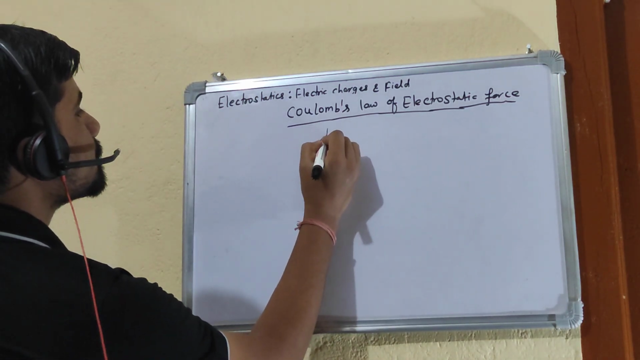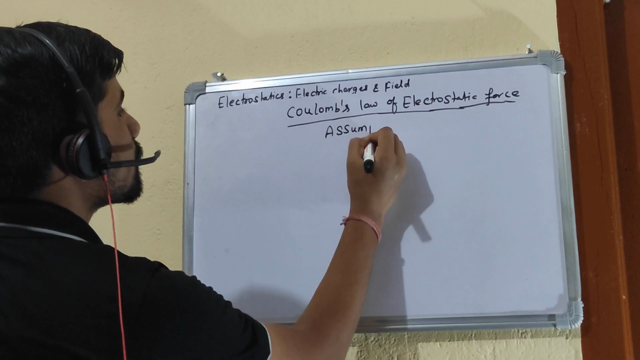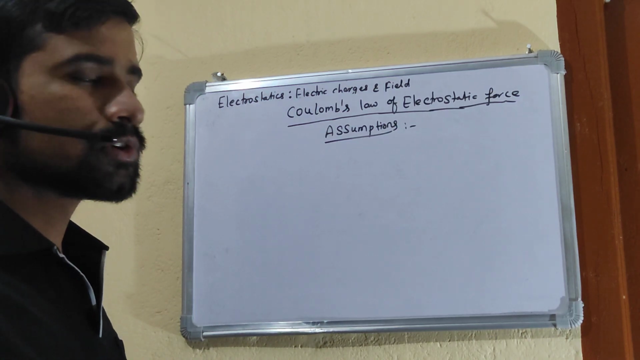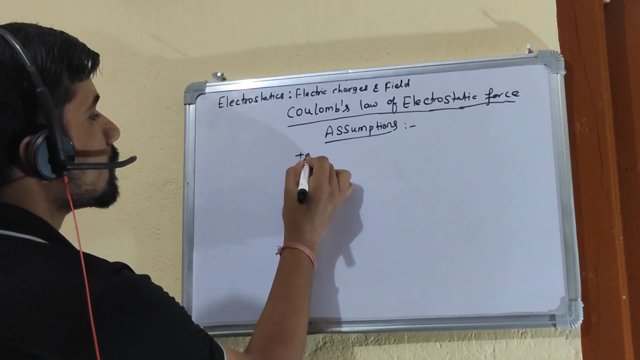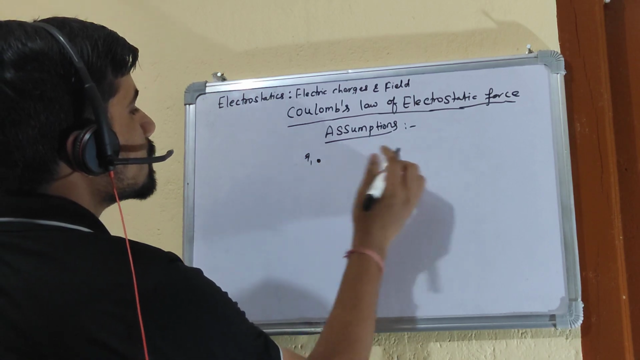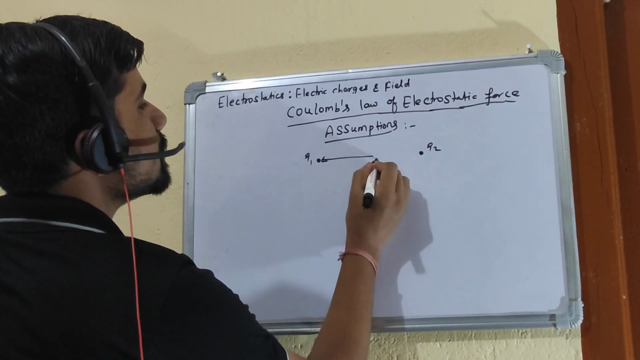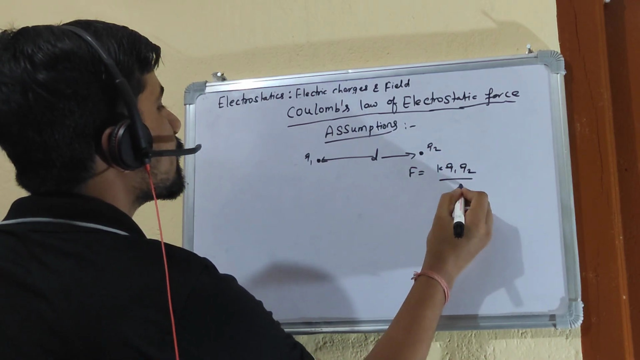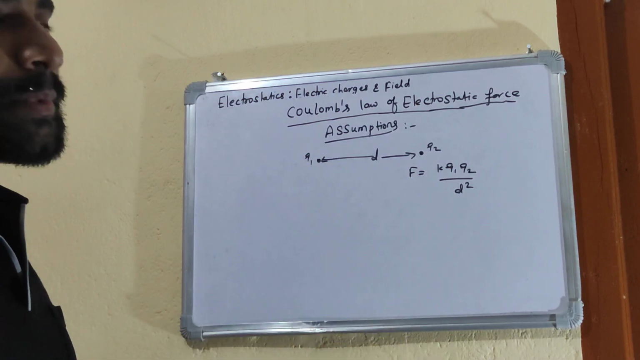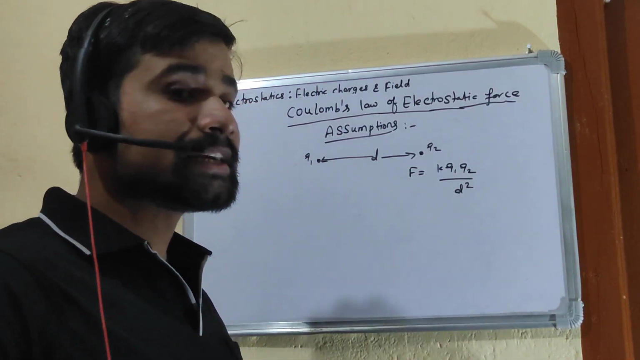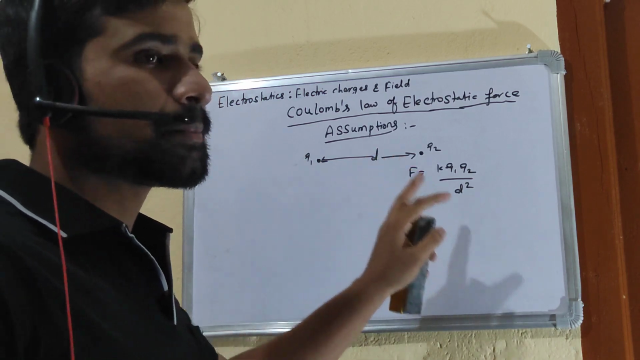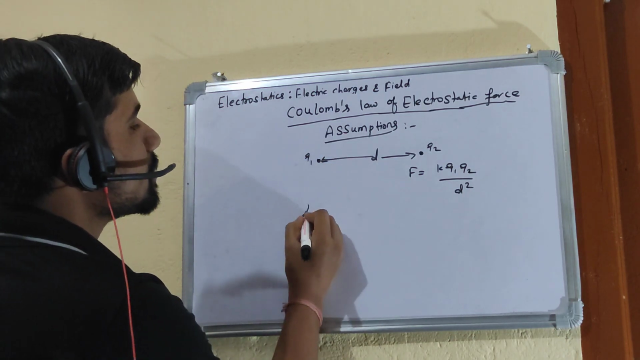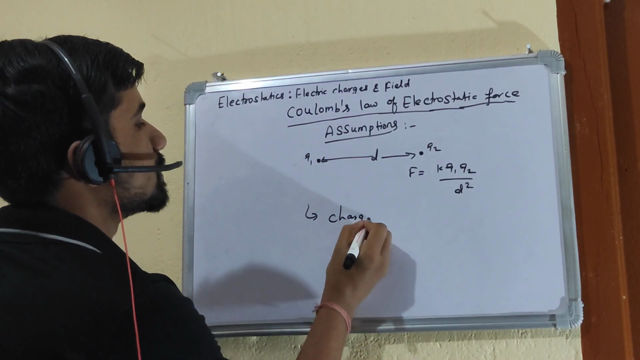So, assumptions. What exactly is Coulomb's law? We said that there is a charge plus q1 and q2 separated by distance d. The force will be given by k q1 q2 by d square, right? The statement of Coulomb's law states that the force between two point charges is proportional to the product of the magnitude of their charges and inversely proportional to the square of the distance between them. So Coulomb considered these charges to be point charges.